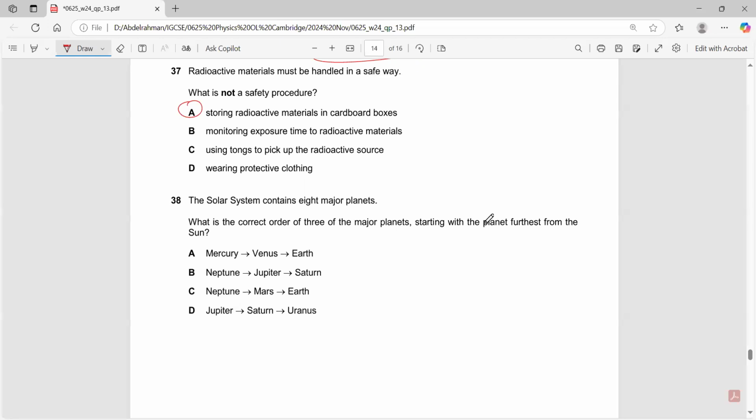38. The solar system contains 8 major planets. What is the correct order of 3 of the major planets, starting with the planet furthest from the sun? Furthest from the sun. Neptune, then Jupiter, then Saturn. Neptune. Can we write them down?